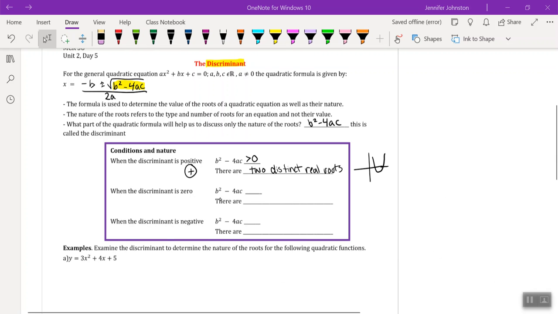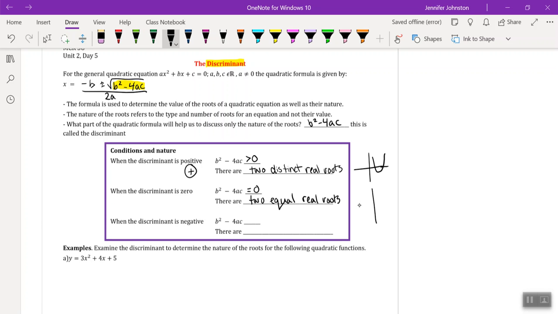When the discriminant is equal to 0, so we have b squared subtract 4ac equal to 0, so whatever we get underneath the square root sign is 0, then that means there are 2 equal real roots, where our parabola is just touching the x-axis. It looks like one place, but it's actually 2 places. There are 2 equal real roots there.